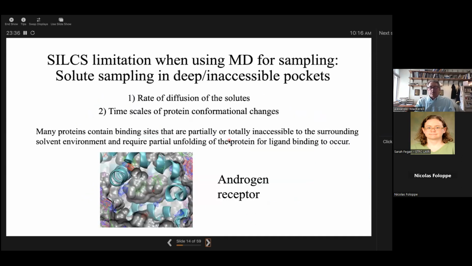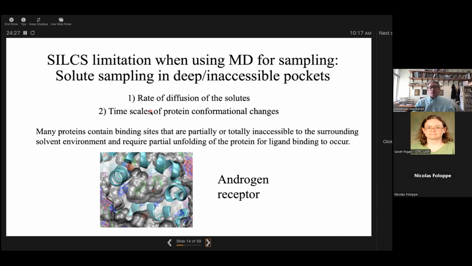And this is quite challenging for MD simulations alone, because our solute sampling is limited by the rate of diffusion of the solutes. One of the things that we've done to overcome that is use small solutes. If you look at the benzene, the propane, and so on, those are small solutes, which maximizes their diffusion rate. However, diffusing in and out of deep pockets a number of times, as is required to get a converged probability distribution, is difficult. And then we also have the second problem that if the pocket is protected and has to open, we have to take into account the time scales of protein conformational changes.